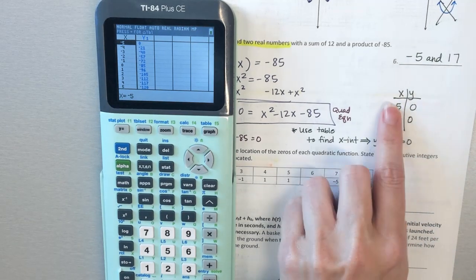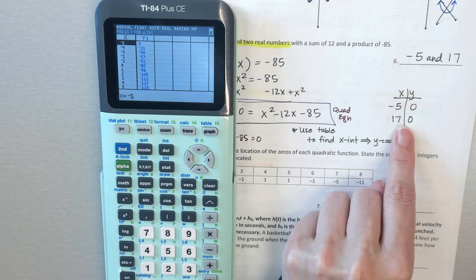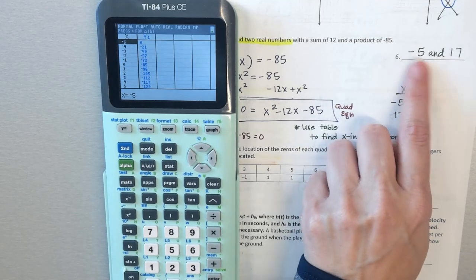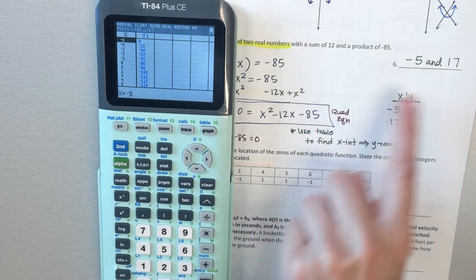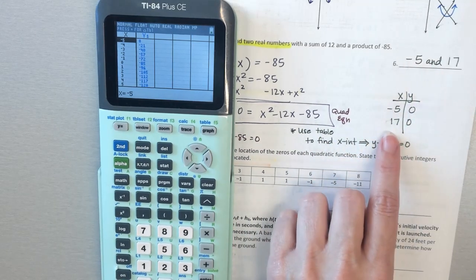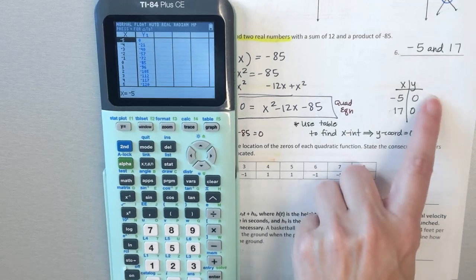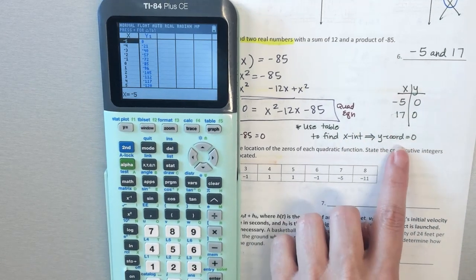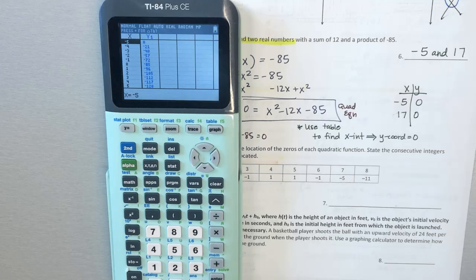You do not have to write this work down on your test. This is something so you can see, hey, where did Miss Whipple get those? Because if I just put that and put those as the answers, you'd be like, what is going on? So this is just a visual to help you. We use the table to find where the y's were 0, okay?